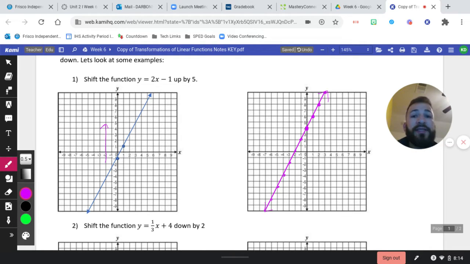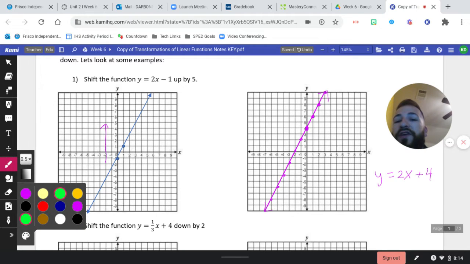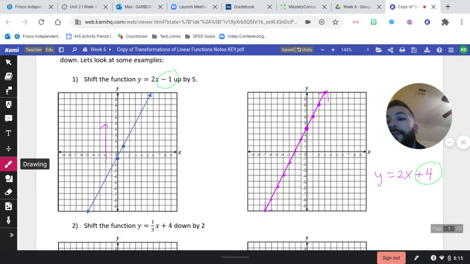The y-intercept is just the easiest one to understand. My new function still has a slope of 2, but now my y-intercept is 4. So y is equal to 2x plus 4. I want you to note the difference between the two functions. My original function had a y-intercept of -1. My new function has a y-intercept of 4, but the slope stayed the same. The only thing that changed is the y-intercept when I shifted my function up.